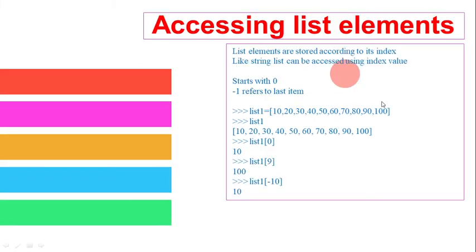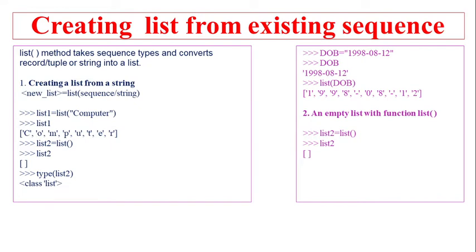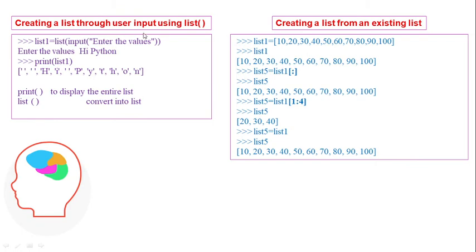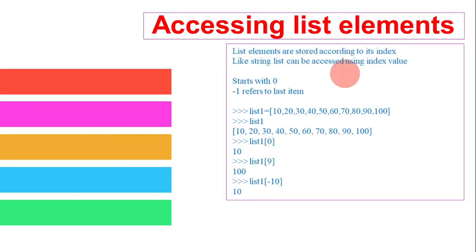So these are the different ways to create a list. First we have creating a list from a string, then an empty list, then using user input and the list function, then creating a list from an existing list. We can simply say copying from an existing list to create a new list. Next we have accessing list elements. When we are going through all these topics, you can correlate them to strings, right? The operations we have followed in lists are the same as in strings.